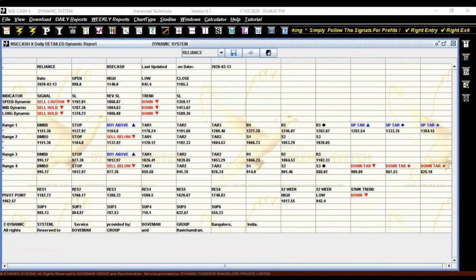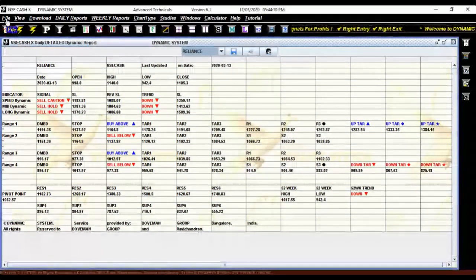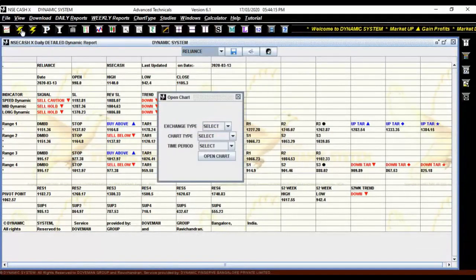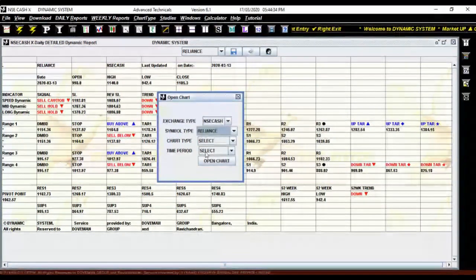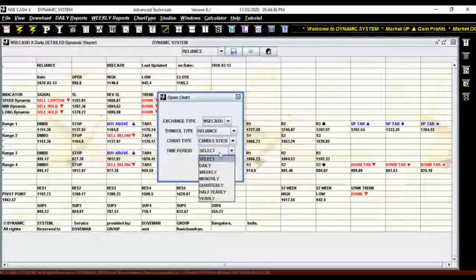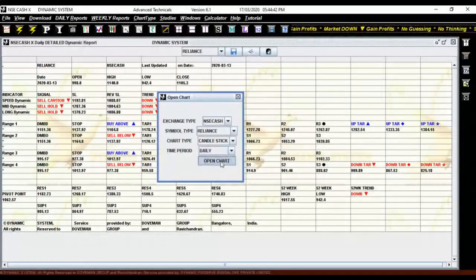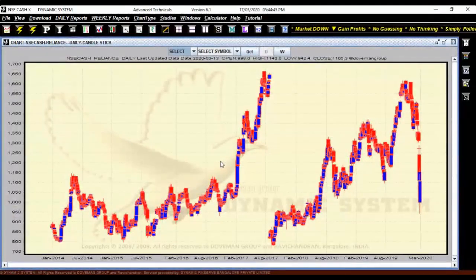Now along with this, you're supposed to open a chart. For that, you have to go to file in the menu on top, right side extreme corner. First option is open chart. Click on that. In this exchange type, once again, spot or NSE cash. If you go to spot, you'll get all the indices. If you come to NSE cash, you'll get all the stocks. Got it? Let's come to Reliance. Reliance chart type is candlestick, and time period we will use only daily chart, nothing other than this for this basic step. Open chart. So the chart is open now.